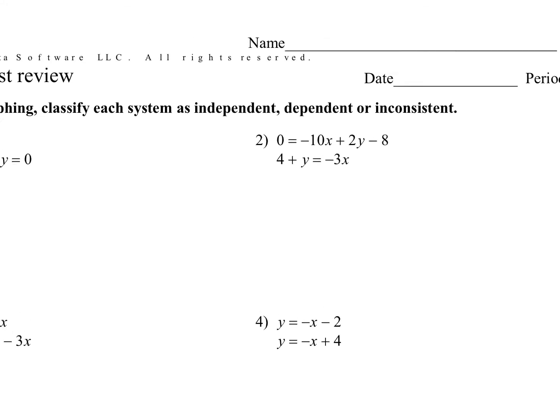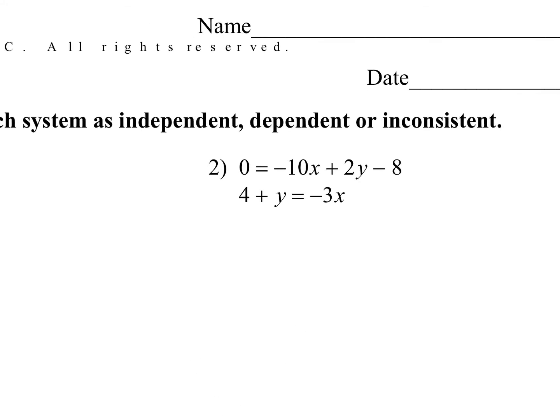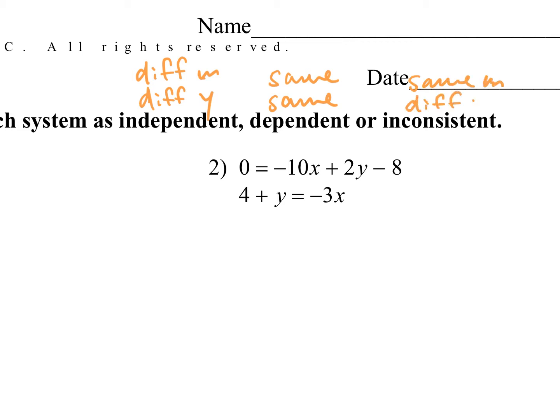All right, so for the first section, we have to classify if it's independent, dependent, or inconsistent. If it's independent, what do we know about the slope and the y-intercept? Different, different. Different slope, different y-intercept. What about dependent? Same, same. And what about inconsistent? Same slope, different y-intercept.